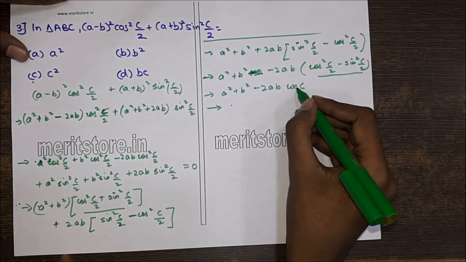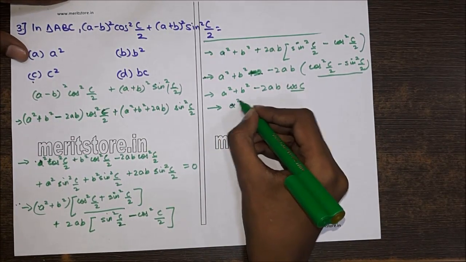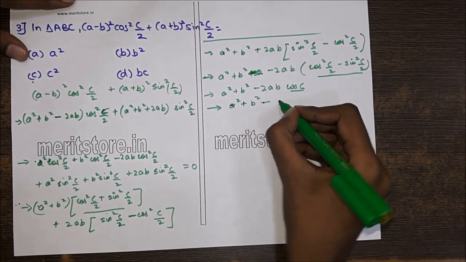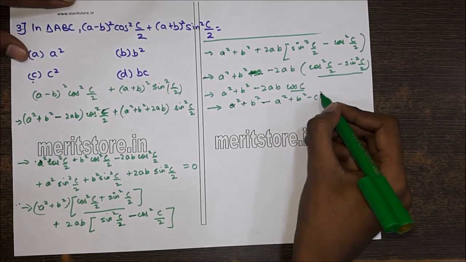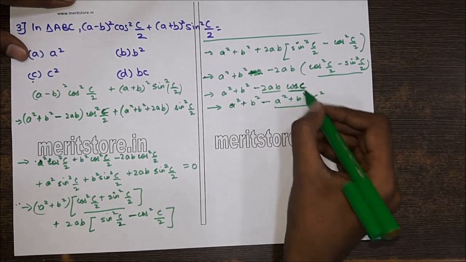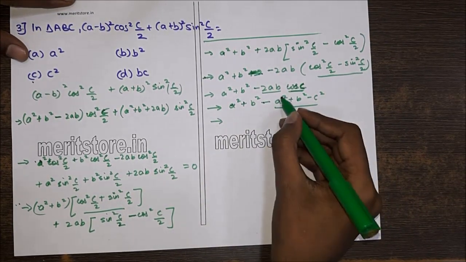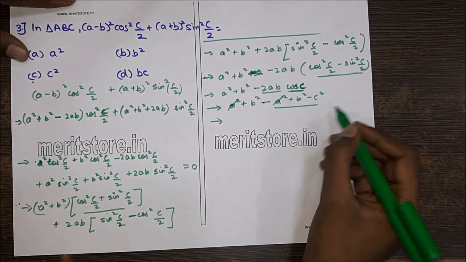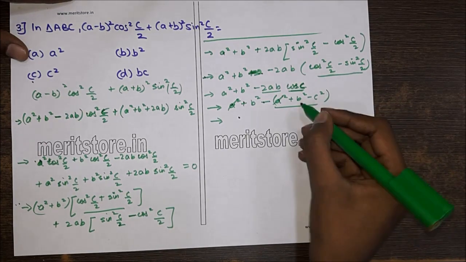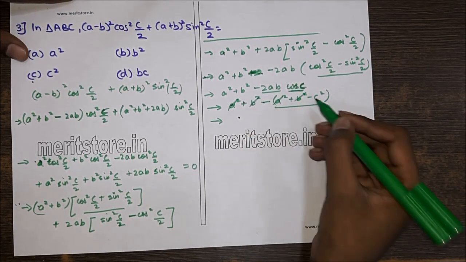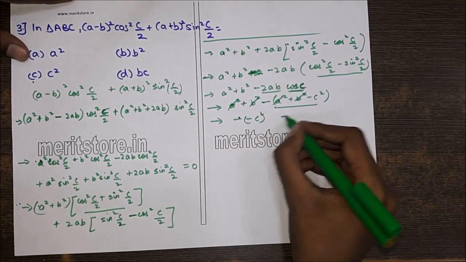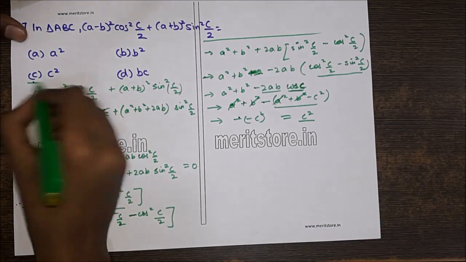Now by using cosine rule we can simplify it further. So we get a square plus b square minus (a square plus b square minus c square). This is obtained by using cosine rule for cos C, and this term gets cancelled out. So a square gets cancelled in this step, this term is in bracket, b square gets cancelled. So we are left with minus of minus c square, that is equal to c square, which is option C.